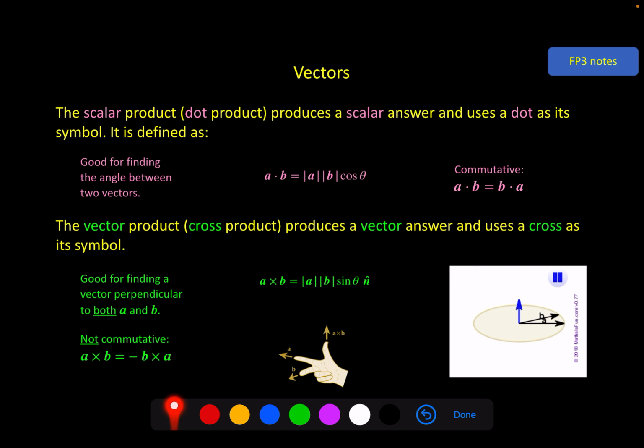It's not commutative, no, but you can change A cross B into B cross A so long as you remember to put the negative in there. We'll use that as well. So that's the definition.